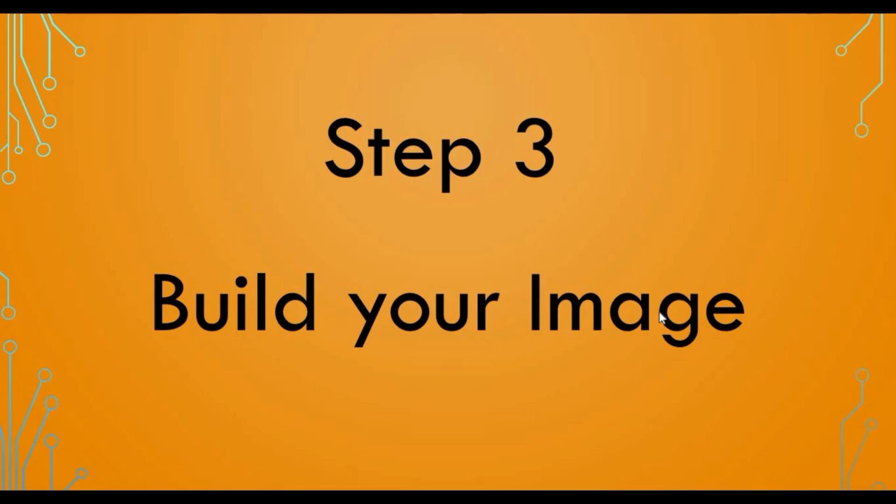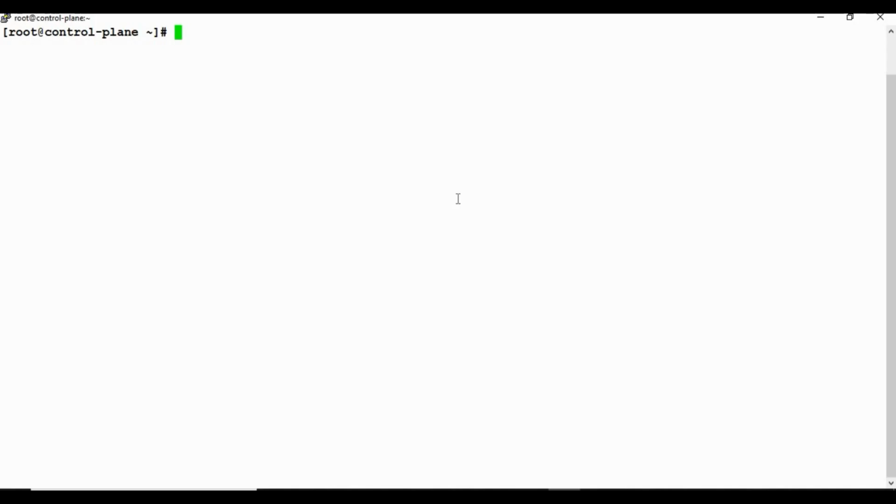So once you have the Dockerfile ready, the next step should be to build your image. For that you need to go to our Docker machine. I have this machine where I have Docker installed, okay, and I also have the Minikube setup on this machine. So I'm going to use this machine for this whole tutorial.